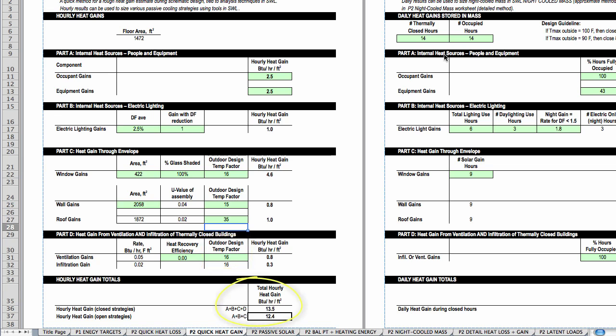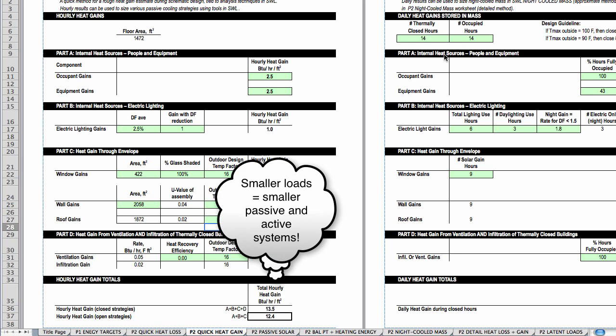The spreadsheet then sums the heat gains for each element in two different totals, one for thermally open strategies that don't include infiltration and ventilation, and one for thermally closed strategies that does. There's no right answer here. Smaller is better, and larger heat gains generally mean that the passive cooling systems are going to be larger, or that there are longer periods when the passive cooling doesn't do all of the cooling work. And of course, when it's not doing all of the cooling work, that means that the active system is in play, and so larger heat gains mean larger active cooling systems.